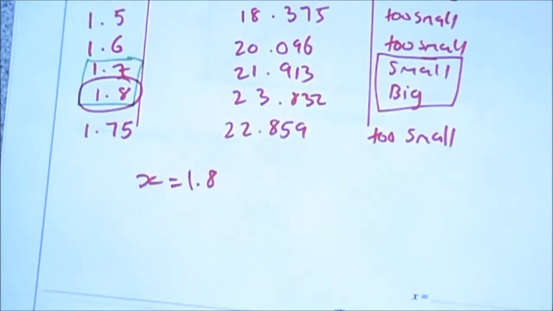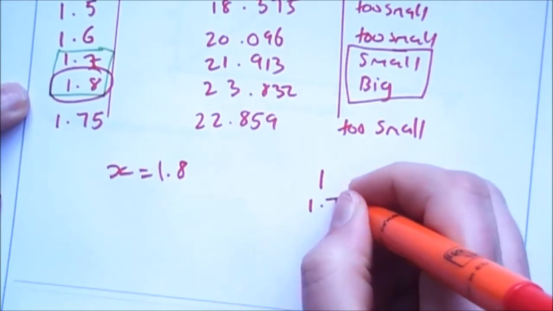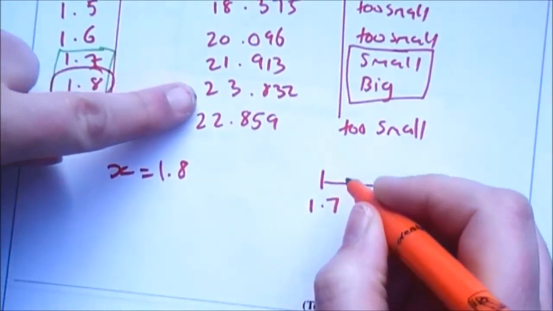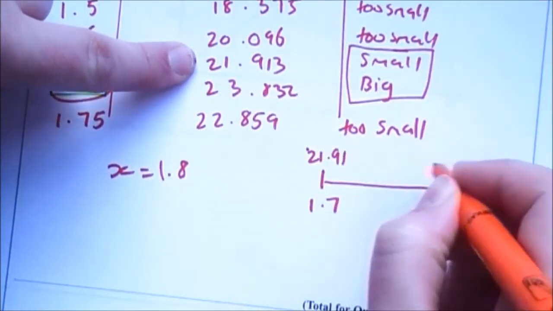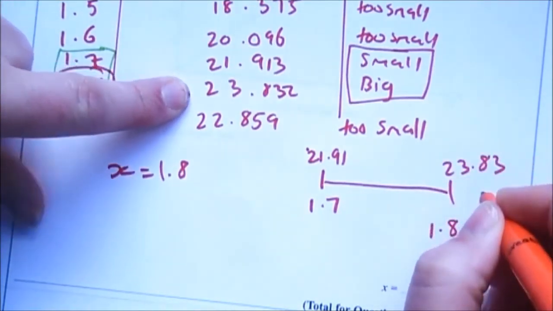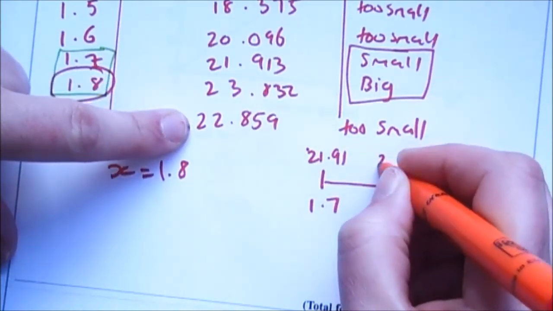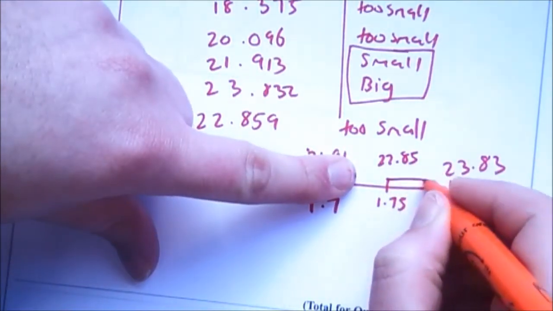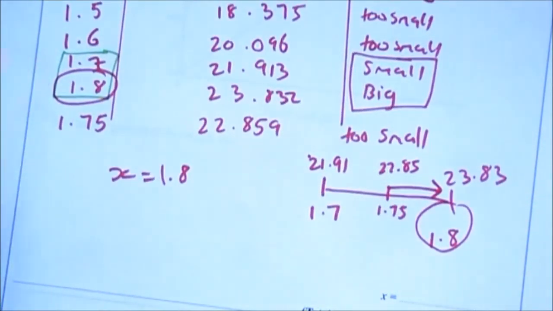to 1 decimal place. If you need to think of it as a number line, you had 1.7 there, and you had 1.8 there. Now 1.7 ended up giving you 21.91, and 1.8 gave you 23.832, and you tried 1.75, which gave you 22.85. So we know our answer is up this end somewhere, and that's why we choose the 1.8.